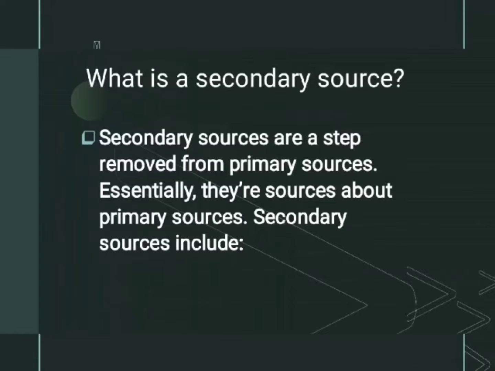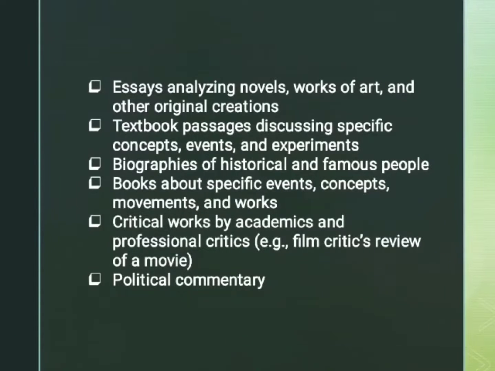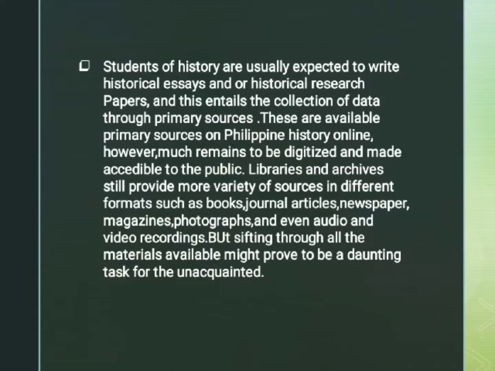What is a secondary source? Secondary sources are a step removed from primary sources. Essentially, they're sources about primary sources. Secondary sources include essays analyzing novels, works of art, and other original creations, textbooks, passages discussing specific concepts, events, and experiments, biographies of historical and famous people, books about specific events, concepts, movements, and works, critical works by academic and professional critics, and political commentary.